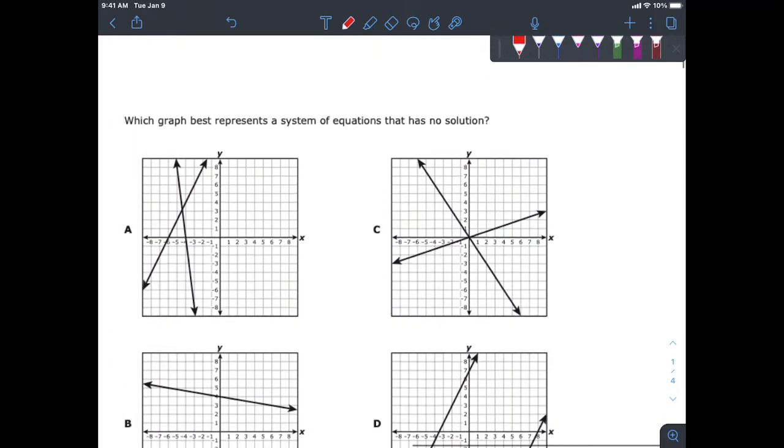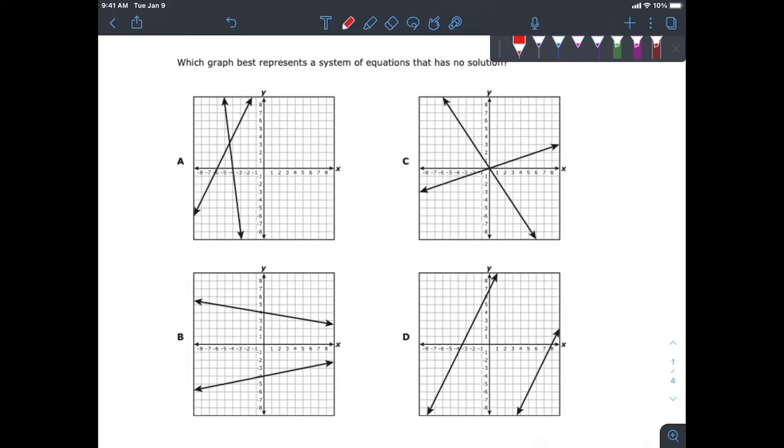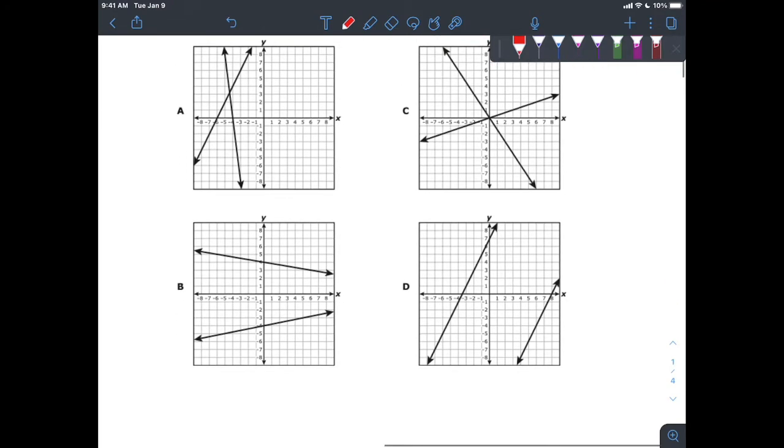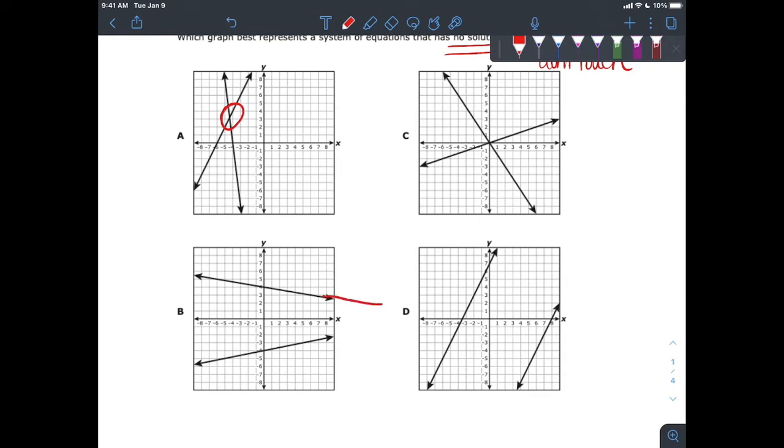Alright, next one, number 4. Which graph best represents a system of equations that has no solution? No solution. So whenever I hear no solution, I think parallel, and they don't touch. These guys are touching. These will eventually touch. That one's touching. These are the only parallel ones. So that means that this is going to be the only one that has no solution.